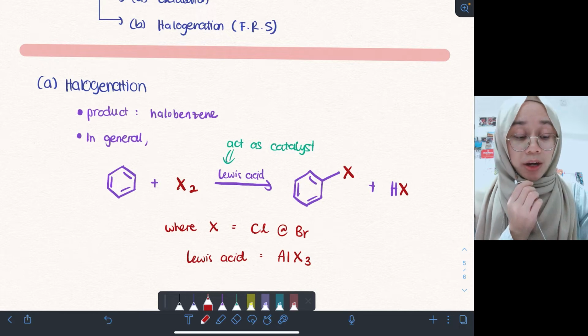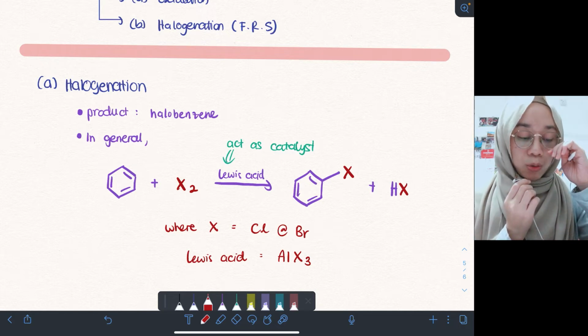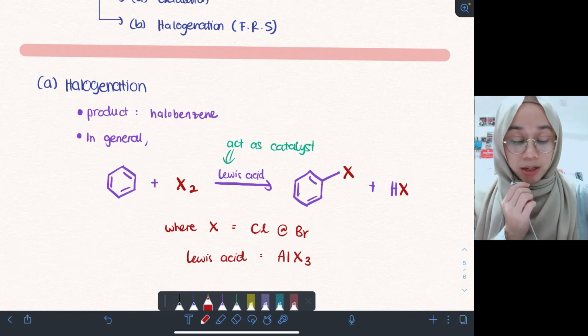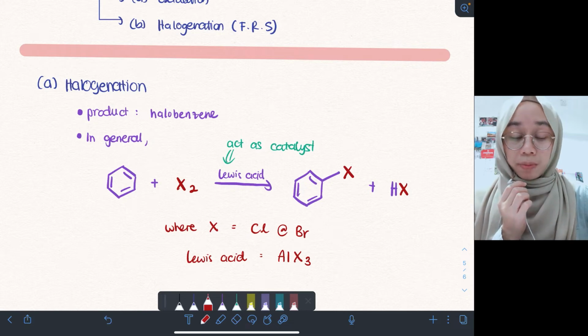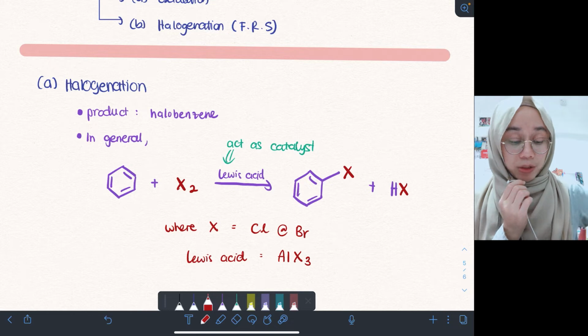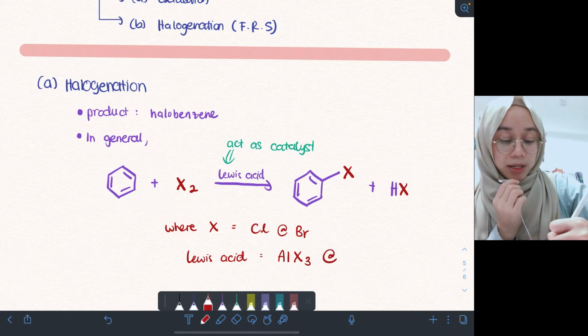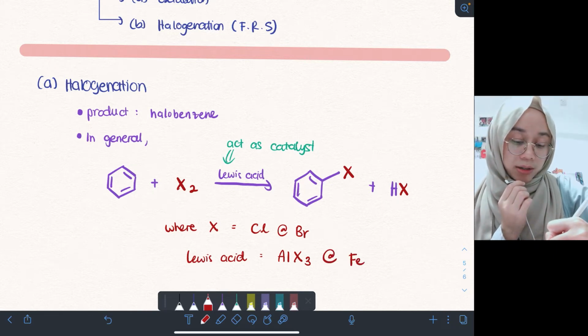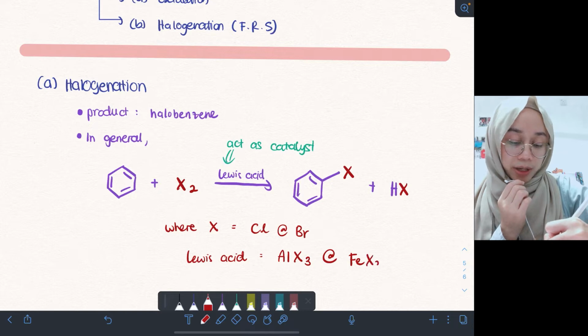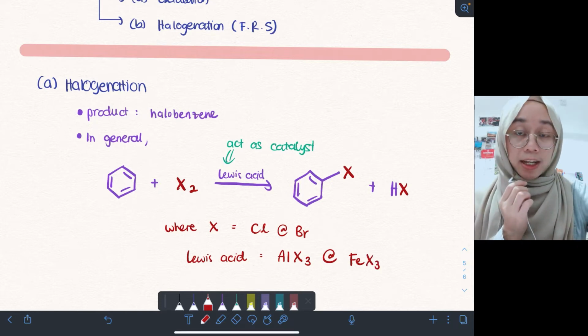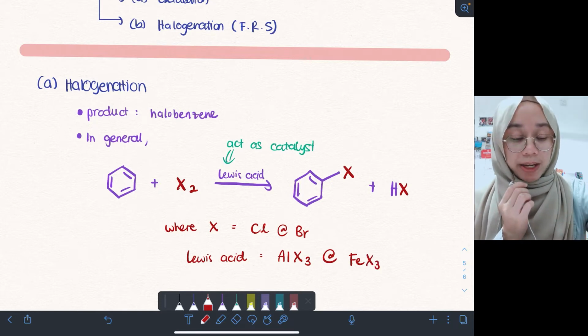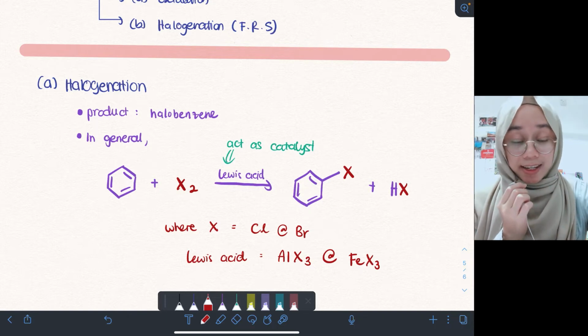So usually kalau X yang kamu guna adalah Cl, so untuk Lewis acid tu pun kita guna Cl juga. Kalau X yang kamu guna adalah bromine, therefore your Lewis acid pun X dekat situ would be bromine juga. Okay, or boleh jadi kita akan guna iron tribromide ataupun trichloride. Okay, mana-mana je antara dua ni. Itu sebagai Lewis acid, itu sebagai catalyst dia.